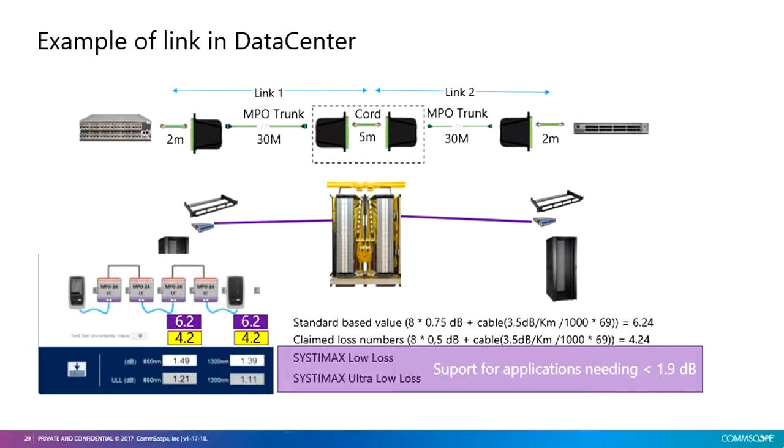If it comes to the CommScope SYSTIMAX low loss solutions, it gives around 1.49 dB at 850 nanometer and 1.39 dB at 1310 nanometer. When it goes to the SYSTIMAX ultra low loss, the values are even better. So with SYSTIMAX low loss and ultra low loss, this connection configuration will work. What we are doing here is a 4 connector model, because we have 4 modules between the spine and leaf switches.